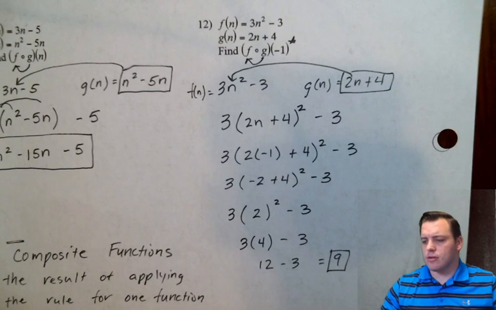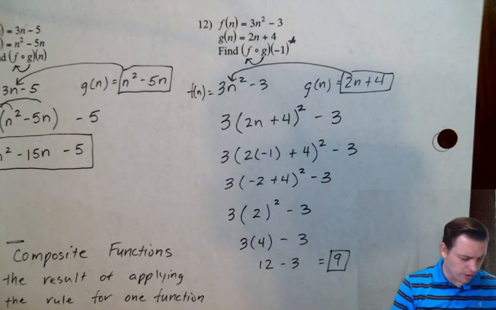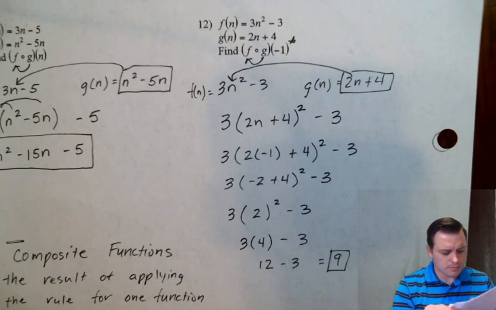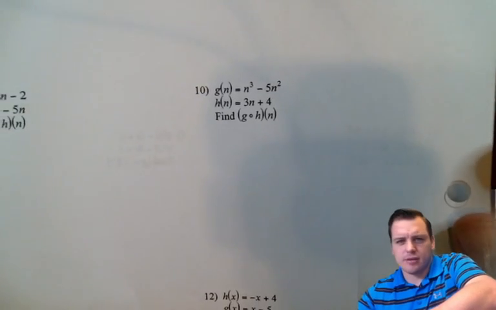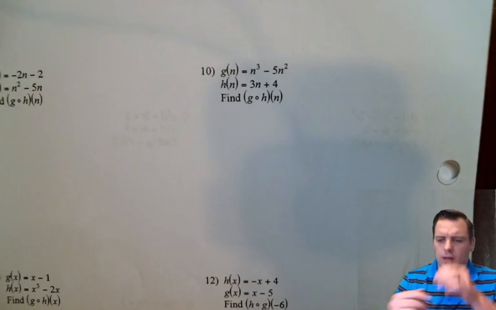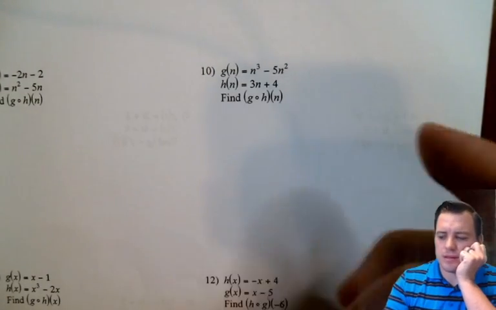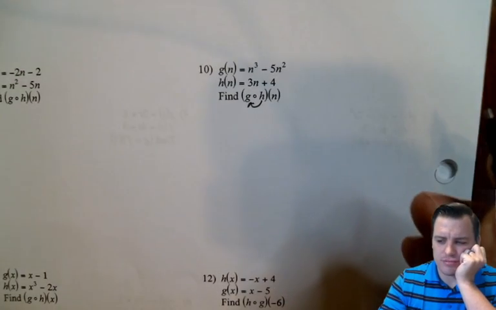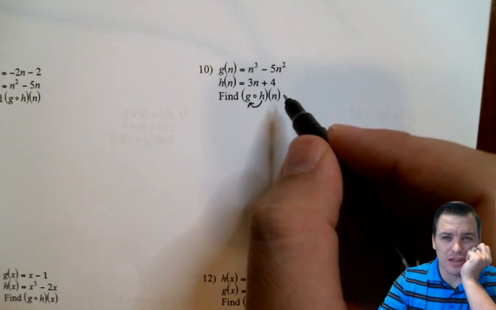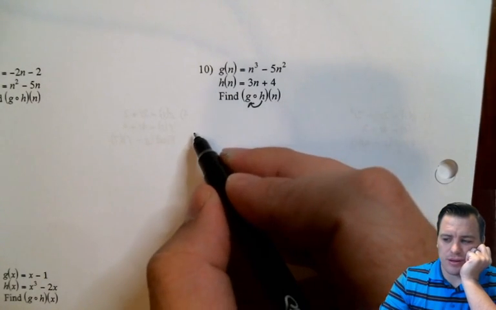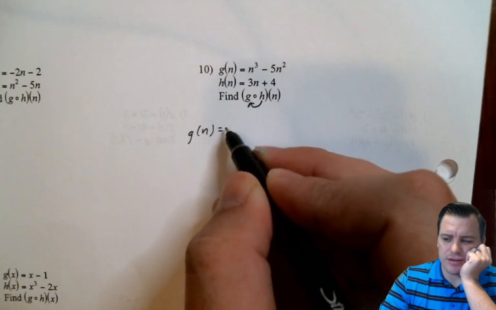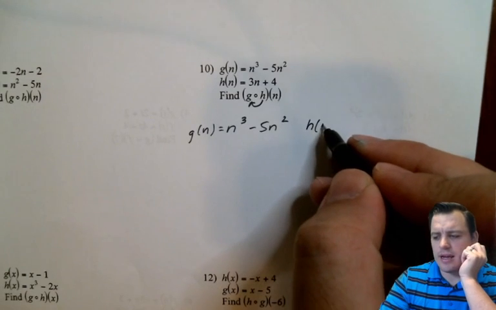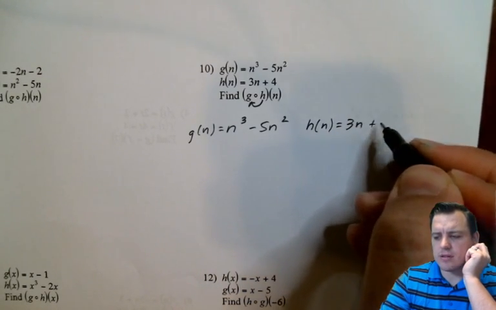All right. Now, looking at your homework over here, I wanted to show you one that I'm kind of referring to. That's number 10. So if you have your homework, look at number 10. Again, it says to put h into g, and solve in terms of n. So g of n is equal to n cubed minus 5n squared, and h of n is equal to 3n plus 4.